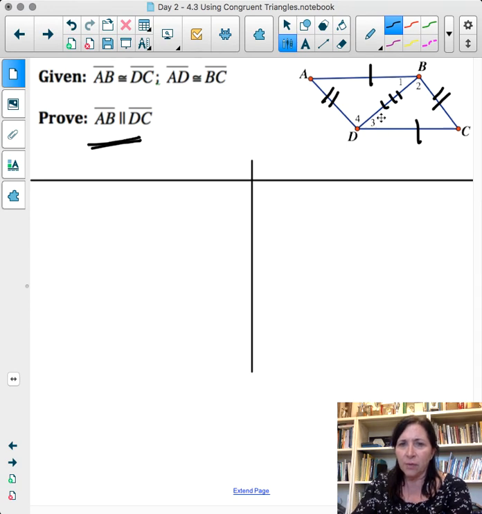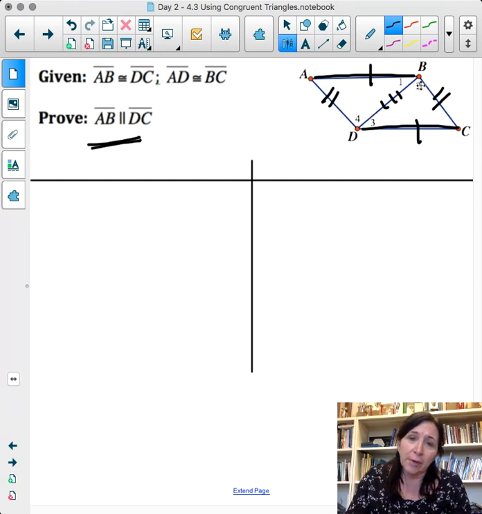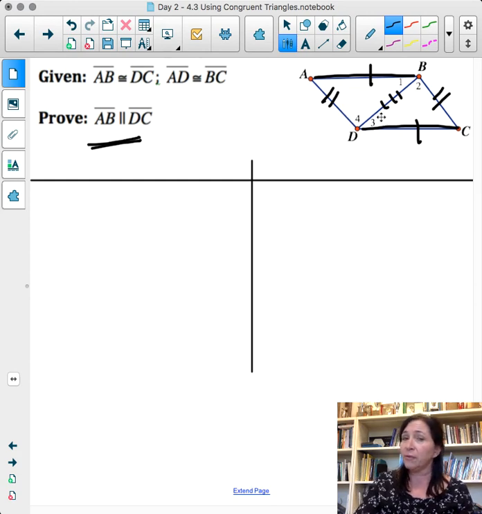Well, once I know that the two triangles are congruent, then the parts are congruent, meaning angle 1 will be congruent to angle 3. You need to be careful, though, that if this line is parallel to this line, then only 1 is congruent to angle 3. 2 is not congruent to angle 4. They are congruent, but you can't say that AD is parallel to BC unless you say 2 is congruent to 4. So you got to be careful with that.